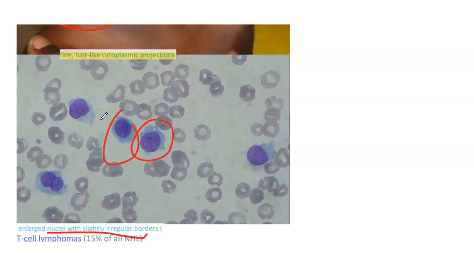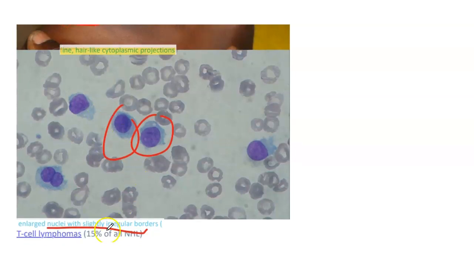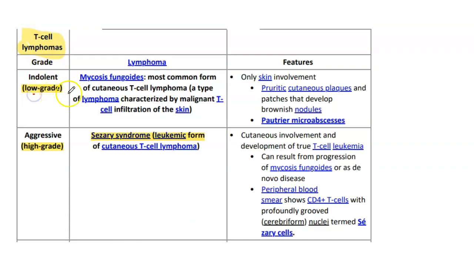Now we should discuss T cell lymphoma, which are present in about 15% of the non-Hodgkin lymphomas. So in T cell lymphoma, first we have low grade. In low grade we have mycosis fungoides, which is the most common form of cutaneous T cell lymphoma, a type of lymphoma characterized by malignant T cell infiltration of the skin. Only skin involvement is there, with pruritic cutaneous plaques and patches that develop brownish nodules, and there will be Pautrier microabscesses.